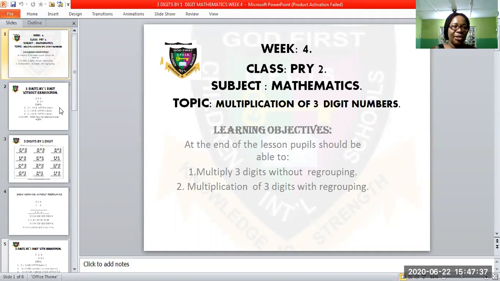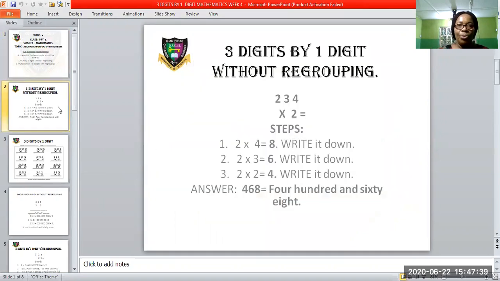Now let's go straight to the point. When we are doing it without regrouping, it means no carrying. There's no need to carry any number forward. So this example says 234 times 2.